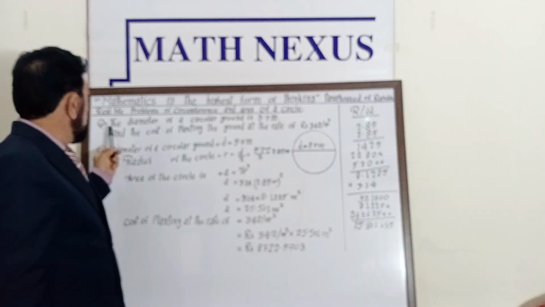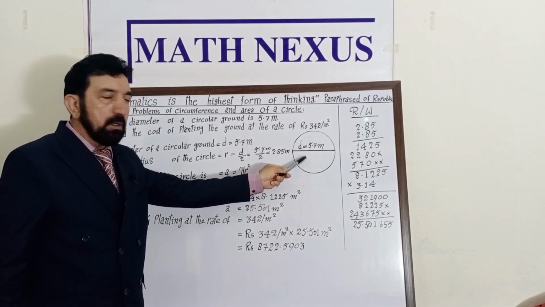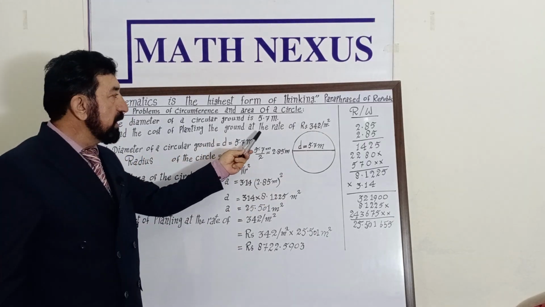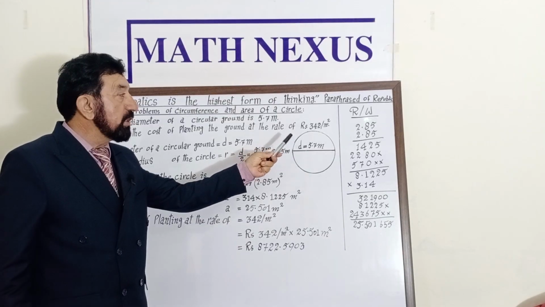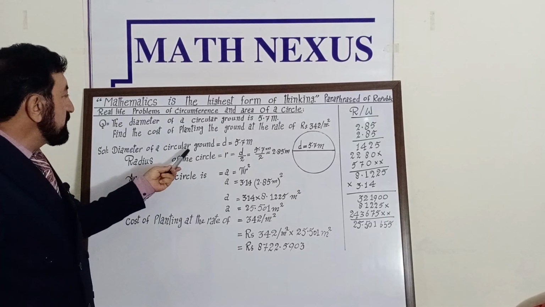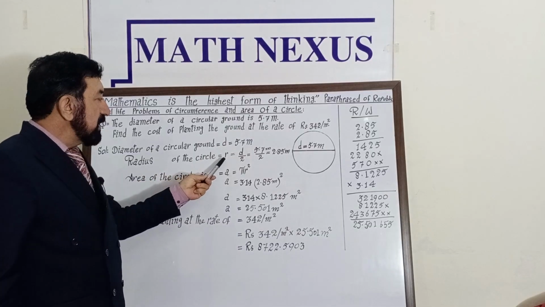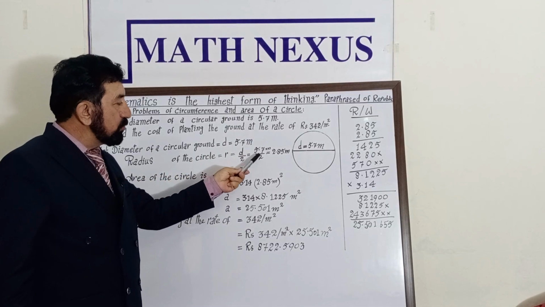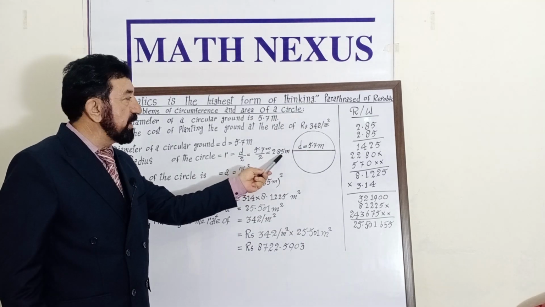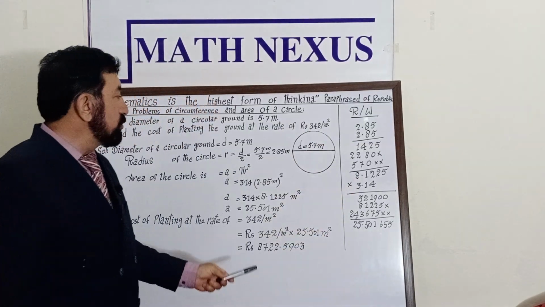Look at the question. The diameter of a circular ground is 5.7 meter. Already given. Find the cost of planting the ground at the rate of rupees 342 per meter square. Solution of the question. Diameter of a circular ground equal to d equal to 5.7 meter. Radius of the circle r equal to d upon 2, 5.7 meter upon 2. This is equal to 2.85. 2.85 into 2.85, this is equal to 8.1225.